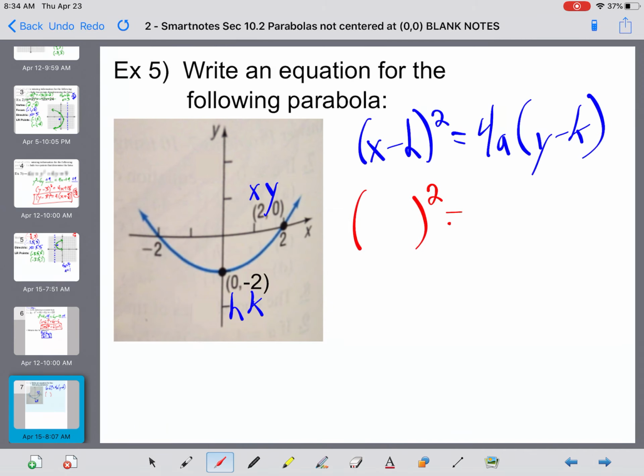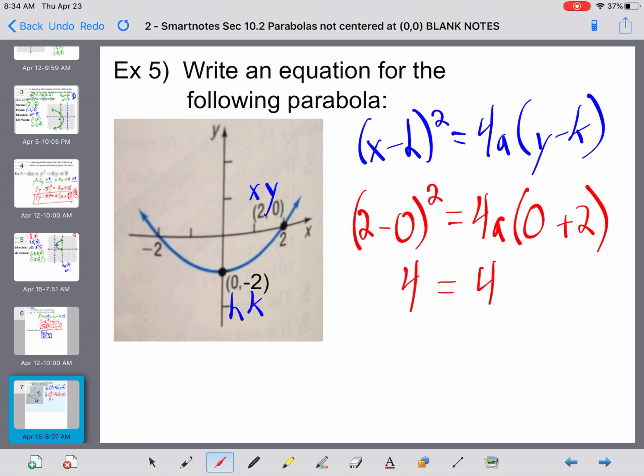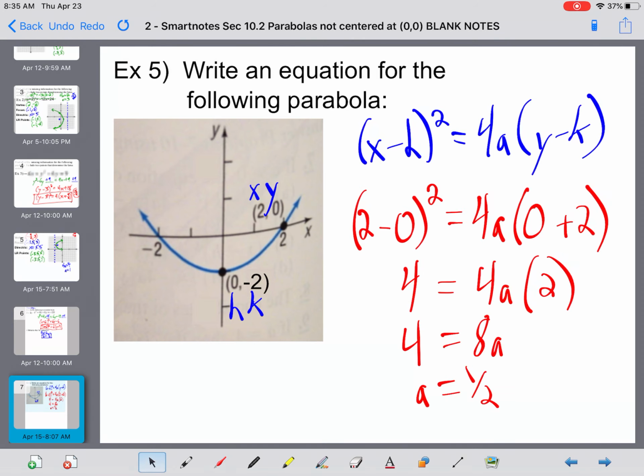All right, so here's my equation. I don't know what a is, so I'm looking for that. I do know that hk is 0, -2. So I'm putting a minus 0 here, and a minus -2 is going to be a plus 2 there for k. I also know an xy of 2, 0, so I know x is 2, I know y is 0, and look, the only missing variable is a. Over here on the left side, I just get 2 squared is 4. On the right side, I get 4a times 2. So I get 4 equals 8a. So I get an a value of 1/2.